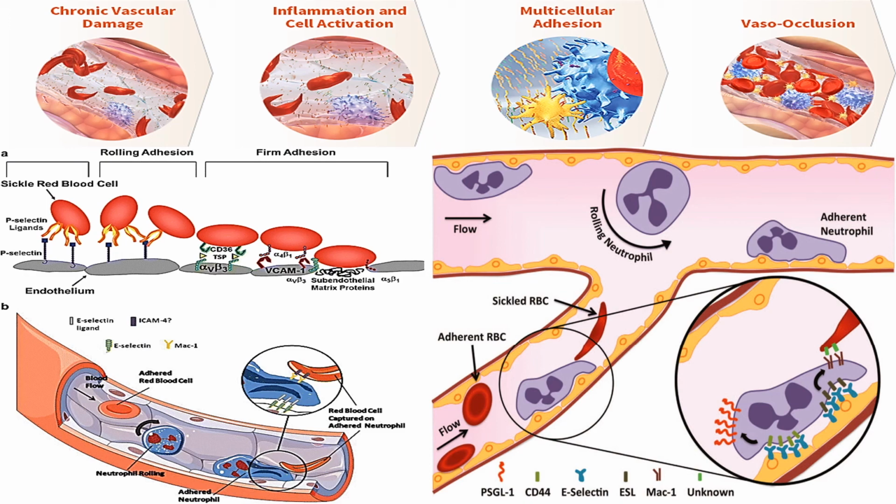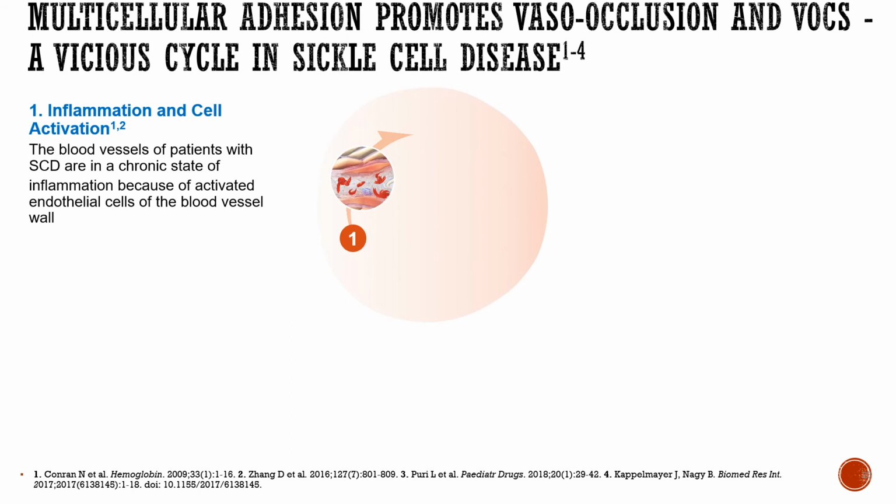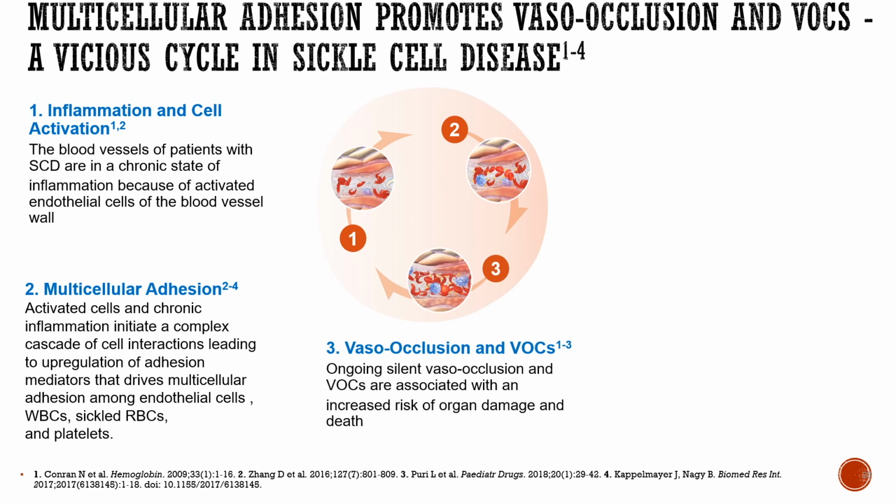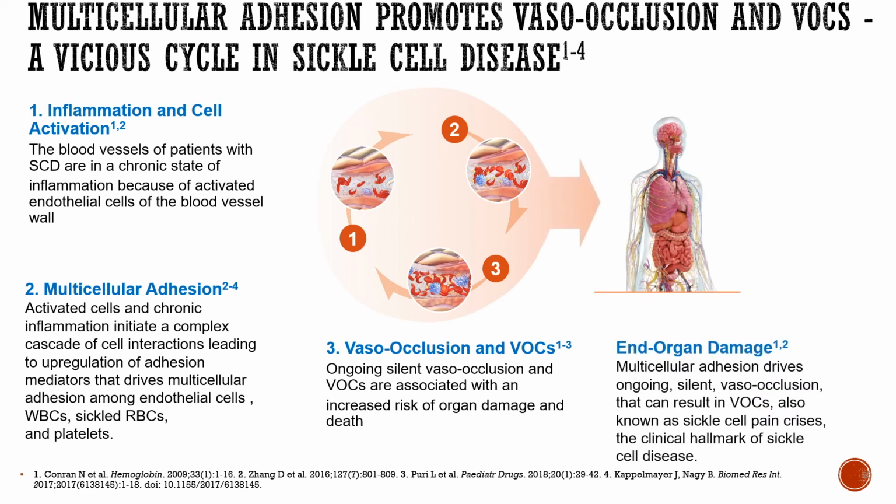So there is chronic vascular damage leading to inflammation and cell activation. Multicellular adhesion happens, leading to vaso-occlusion. So basically there is inflammation and cell adhesion, which gives rise to multicellular adhesion composed of endothelial cells, WBCs, sickled RBCs and platelets, and all these cells will give rise to vaso-occlusion and an occlusive crisis in the end organ downstream, which then gives rise to end organ damage. The hallmark of this is severe pain.